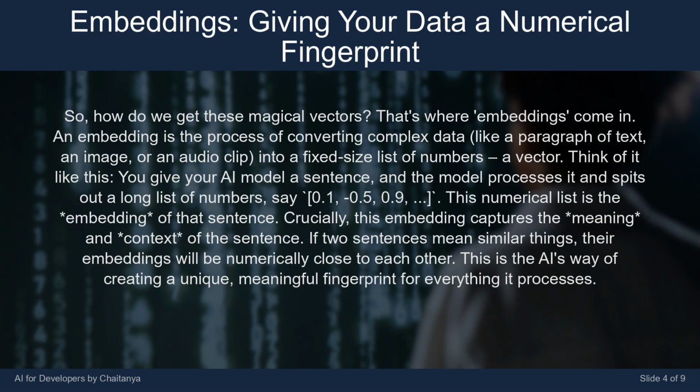Think of it like this. You give your AI model a sentence, and the model processes it and spits out a long list of numbers. Say `[0.1, -0.5, 0.9]`. This numerical list is the embedding of that sentence. Crucially, this embedding captures the meaning and context of the sentence. If two sentences mean similar things, their embeddings will be numerically close to each other. This is the AI's way of creating a unique, meaningful fingerprint for everything it processes.